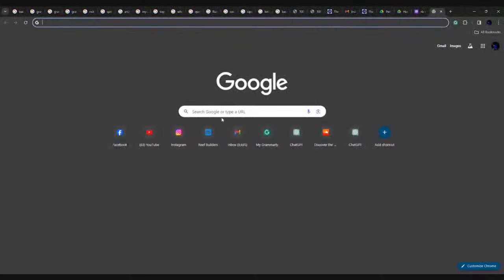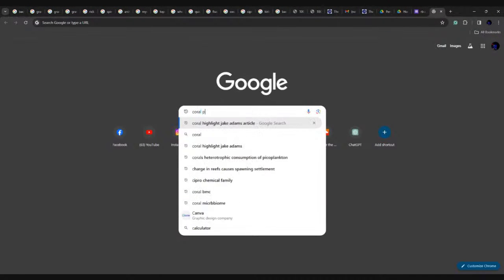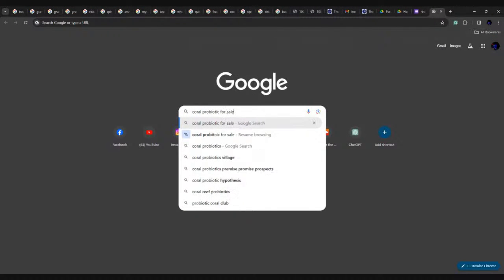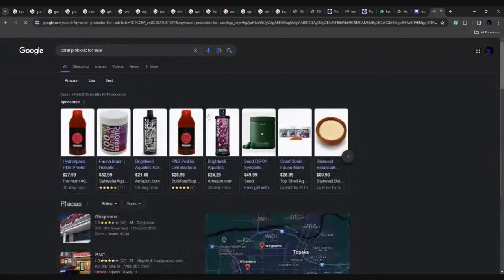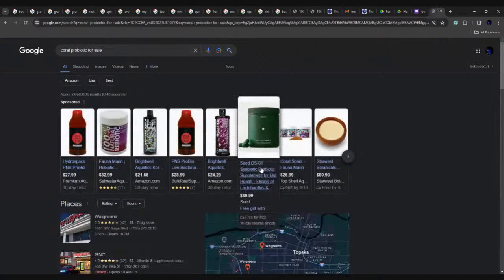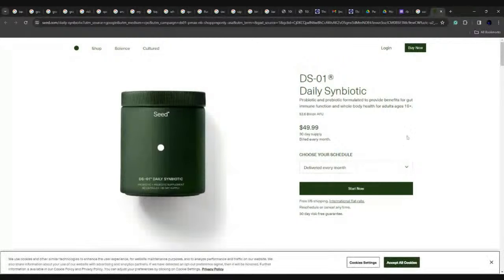Check this out. Coral probiotic for sale. Look what comes up. Pure culture of lactobacillus. So human-associated probiotic and lactobacillus cultures, if you buy them commercially, are like $8. And that's like the cheapest thing ever. Same thing with Bacillus subtilis.